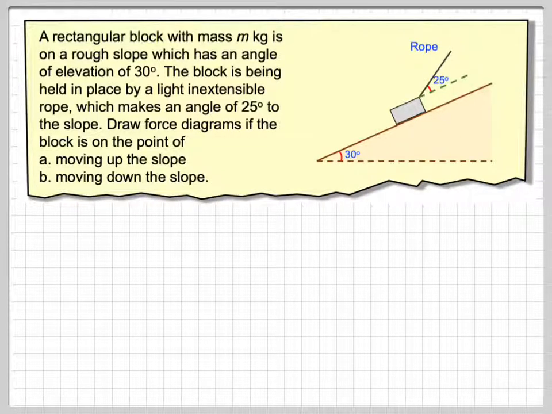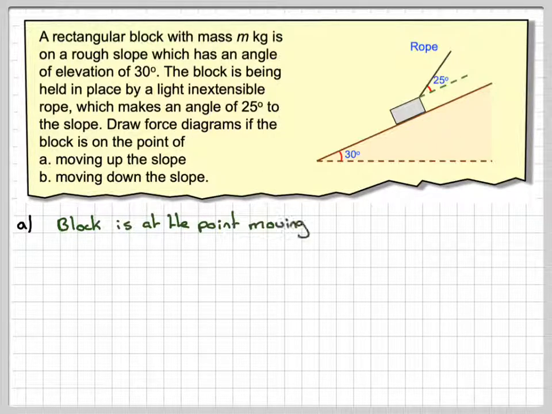So just at the point. Okay, so the block is at the point of moving up the slope. Now we've got a couple of words here. Light means that the string has negligible mass, so we can ignore the mass. And inextensible means that this rope will not change length.